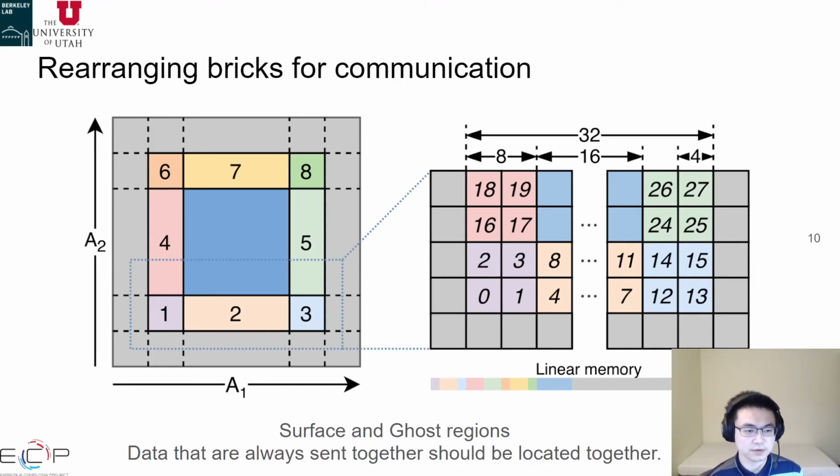After we have applied fine-grained data blocking to the subdomain of a stencil application, we can also tag values on the surface by which neighboring subdomain requires them. And this allows us to identify regions on the surface and in the ghost zone by grouping the data that are always sent together. And these regions should be located consecutively in memory because they always move as a unit.